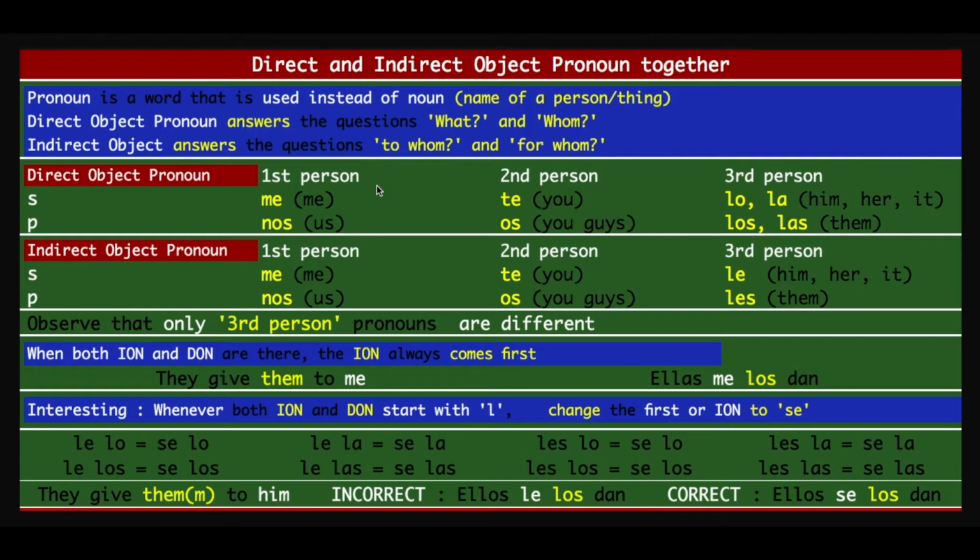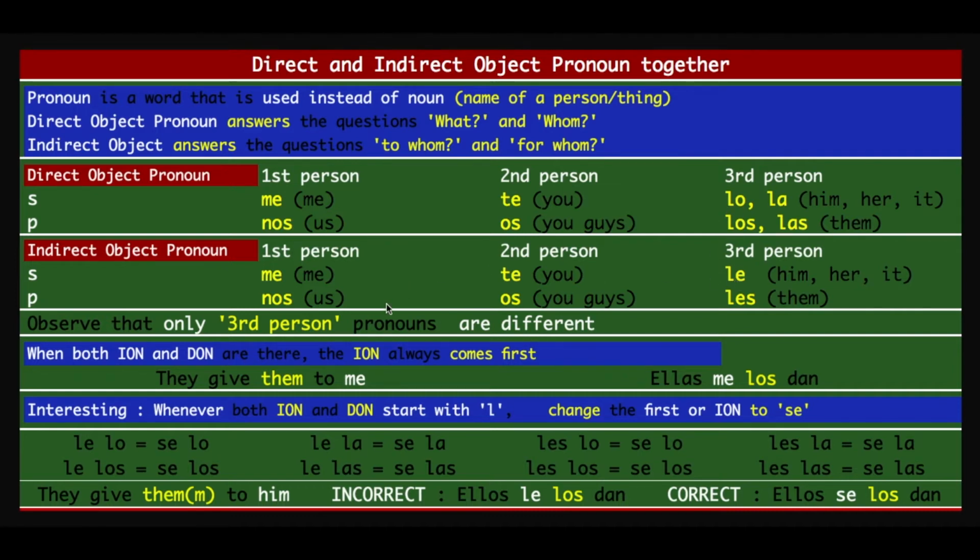So this is the table, our favorite table: first person, second person, third person, singular, plural for direct object pronoun. Me means me, te means you, lo, la means him, her, or it, nos means us, os means you guys, and los, las means them. Indirect object pronoun, however, is me means me, te means you, le means him, her, or it, nos means us, os means you guys, and les means them. Now, folks, please observe that only third person pronouns are different, right? Rest all are same. So it's only these two which differ.